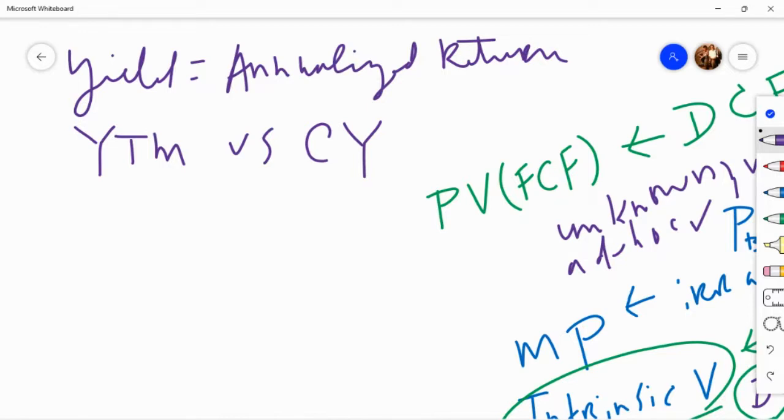Now, the yield to maturity is used as the discount rate, right? Of course, you'll need to discount any asset by its required return. In the case of stock, we find the required return using CAPM. In the case of a bond, the long-term yield is basically the required return.